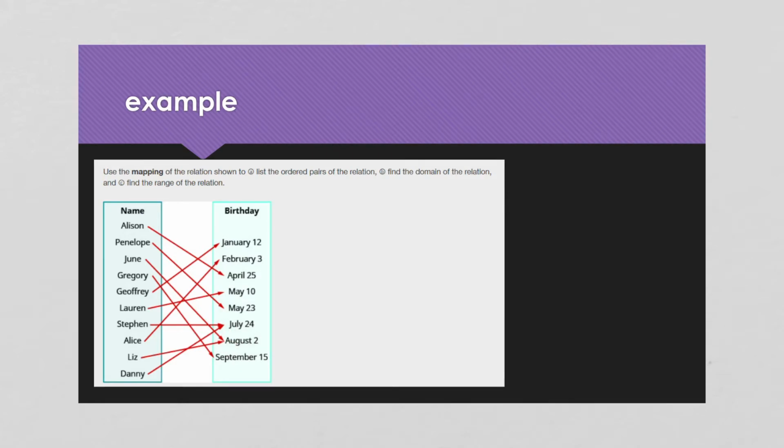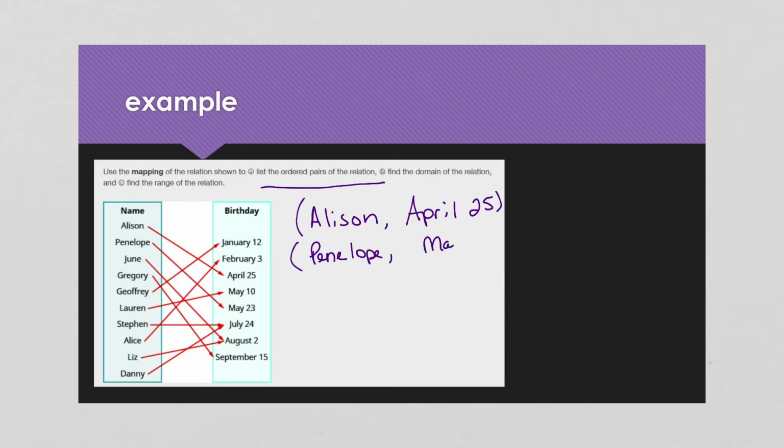So then the question to this says, list the ordered pairs of the relation. Okay, so the ordered pairs would be, and I'm not going to list all of them. I'm not going to waste your time like that. But the ordered pairs, we'll just start it. Allison, April 25th. Then we have Penelope and May 23rd. Okay, and we can keep going. I'll just do June and that's it. June is August 2nd. All right, so you see how you would list the ordered pairs of the relation.